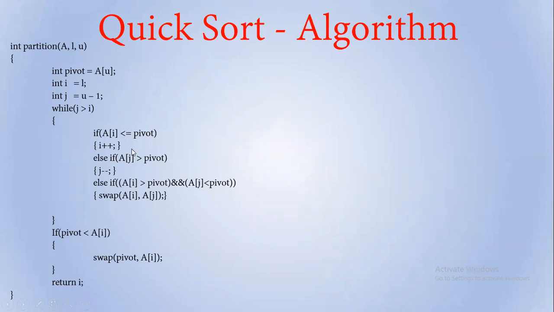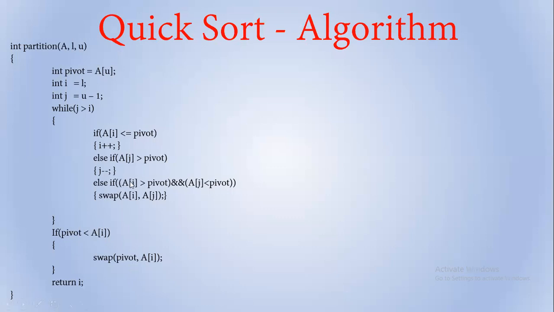So in this operation, i will be incremented and j will be decreased. At one point, i will be equal to j, and that i value should be returned. That i value will be nothing but the index of the new pivot, because if the pivot value is less than A[i], we are going to swap that one, then that will become the new pivot, and that we return.